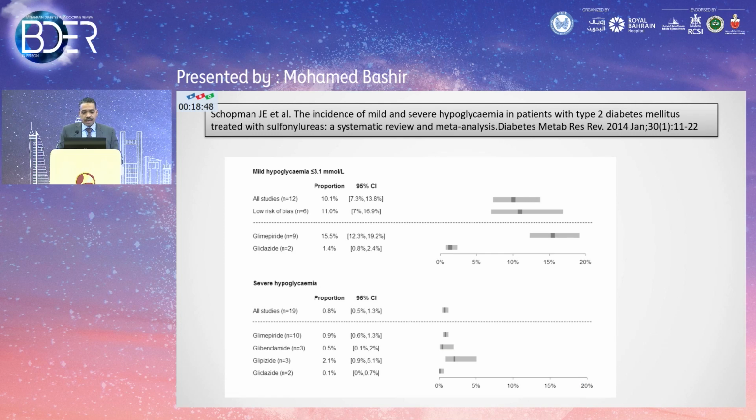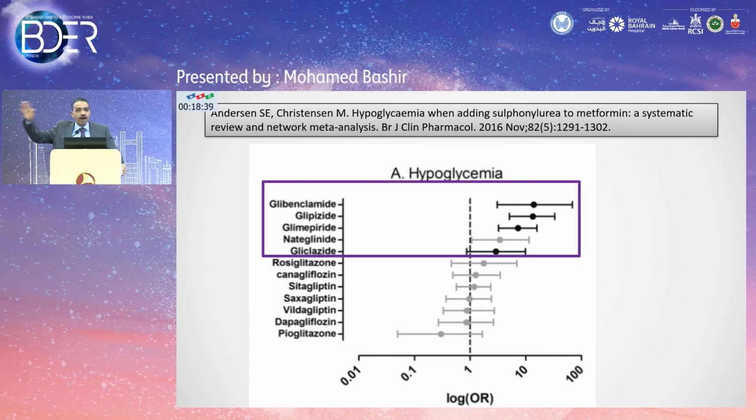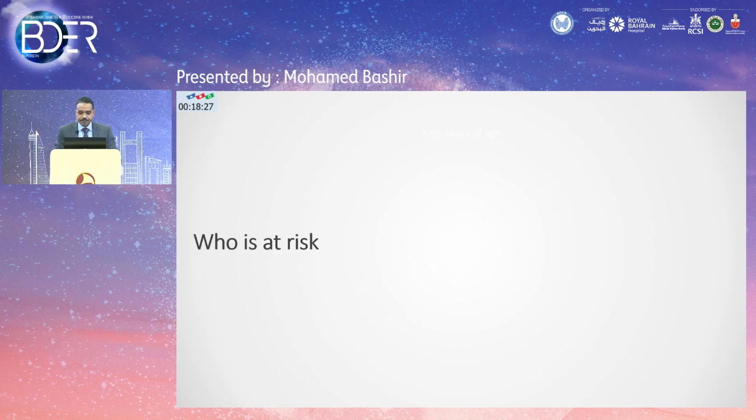So, when you look at combining sulfonylurea with metformin, you'll find that the risk of hypoglycemia is high with all the sulfonylurea agents, but gliclazide seems to be the lowest offender, if this is the right term to say, in terms of hypoglycemia. But all the rest, they drive up the hypoglycemia.